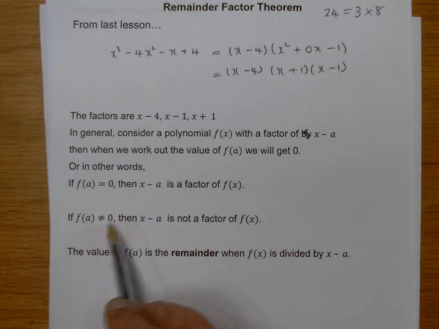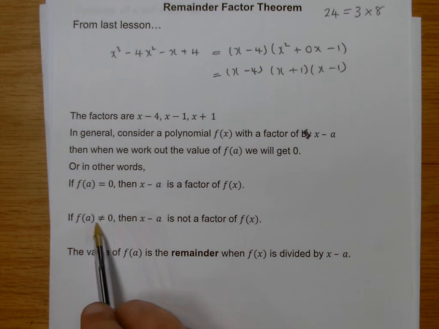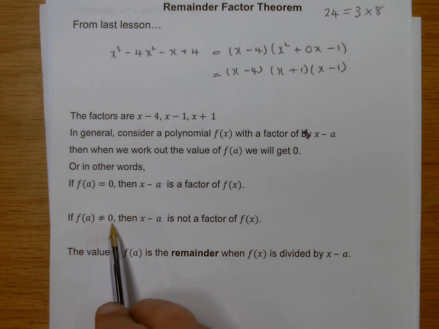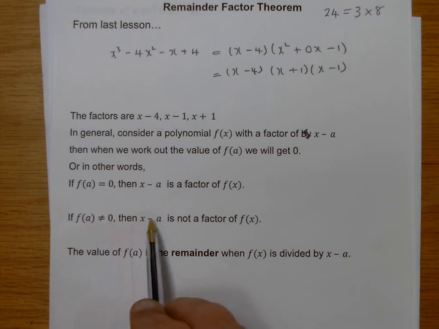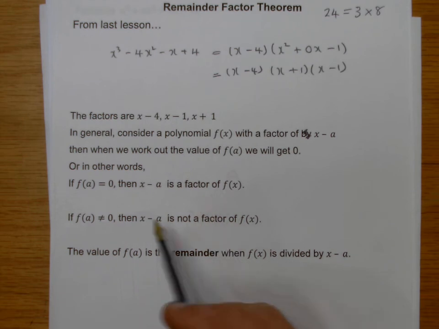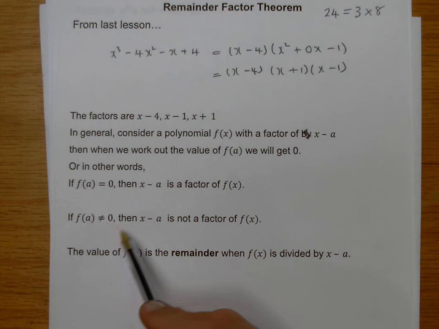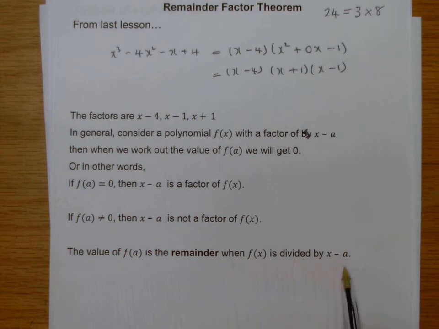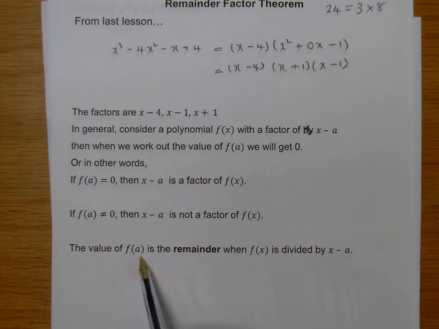However, if we've got another linear term and f of a is not equal to 0, it comes to something else, then it's not a factor. It doesn't divide into it perfectly, because we have this here, which would be the remainder. If it's not 0, it'd be something else. So that's why the value of f of a is the remainder when f of x is divided by x minus a. When we divide f of x by x minus a, the remainder is given by f of a.